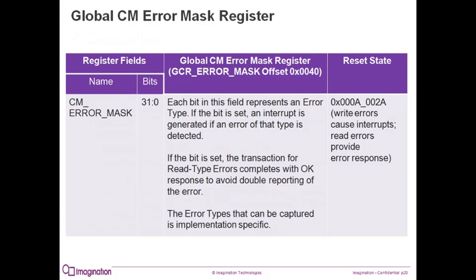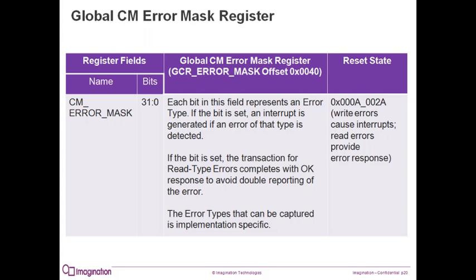Each bit in the GCR Global CM Error Mask register enables an interrupt for the corresponding error type. The default interrupt mask is set to interrupt on write request and intervention errors. The interrupt asserts the SICM error signal. It is recommended that this signal be connected to the SICM init 0 of the GIC. The GIC section of this course will go into how the GIC is set up to do that.